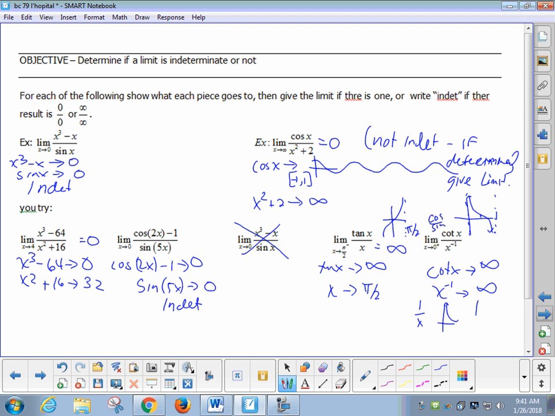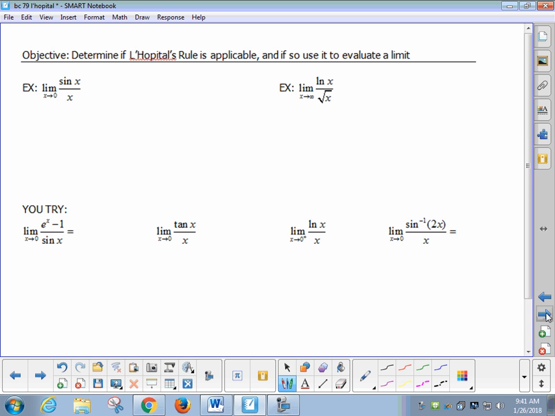Infinity, and therefore that is one of the indeterminate forms. I would have to figure out how fast cotangent goes to infinity and how fast 1 over x goes to infinity to decide what the limit is, which one wins. Well, that's where L'Hopital's rule comes in. All right, so here we go.